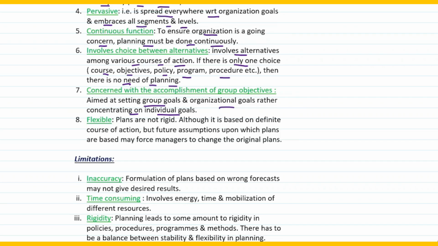Okay, and it should be flexible. Plans basically are not rigid. That means they are not fixed, or something where, come what may, you should stick to that plan. No, it should be flexible enough so that you can adapt as per the situation or the environment. Although it is based on a definite course of action, the future assumptions upon which plans are based may force managers to change the original plans, right? For example, you have estimated something and laid down a plan. Now suddenly that estimate changes because of some external situation or the internal environment. In that case, you have to be flexible enough and change the plans accordingly. So that's what it intends to tell you.